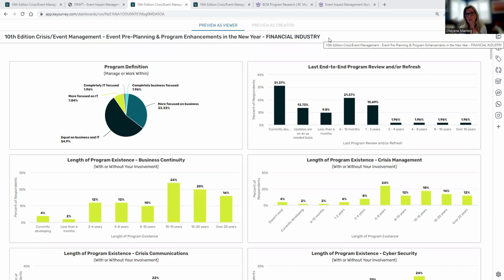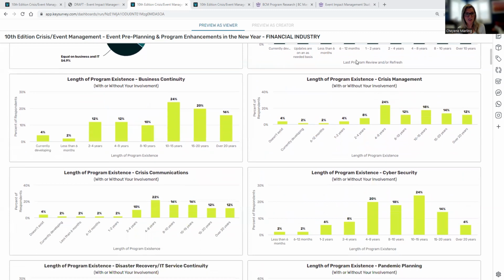And it's an opportunity for them to get peer-based data assessments, so they can see how their program, their pre-planning, their program enhancements moving forward in the new year, how does that really compare to their peer group? So it's impossible to display all this different peer-based data within the report itself. So we make these dashboards available to those who contribute to the study, and we're just excited to do this.